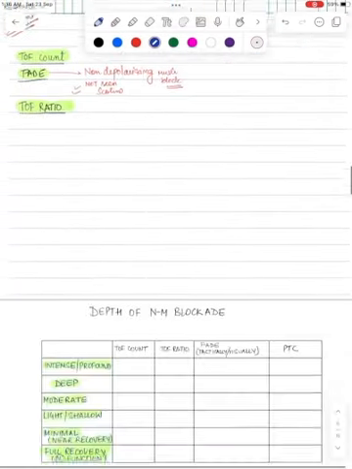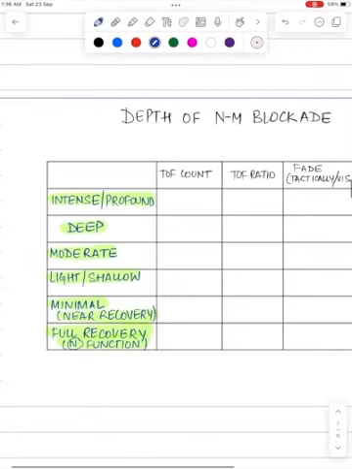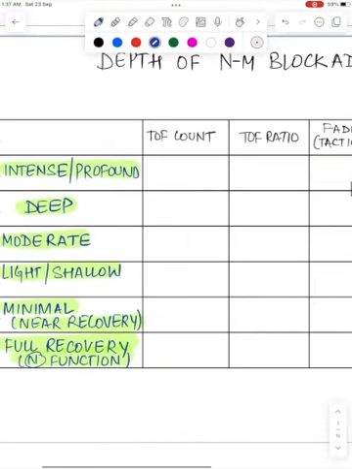Right? So, in the intense or profound block, your TOF count is 0. This I have already mentioned. Once you give an intubating dose of a non-depolarizing muscle relaxant, you completely abolish all sorts of responses to all patterns of electrical nerve stimulation. So the TOF count becomes 0. If your TOF count is 0, naturally your TOF ratio will also be 0, because there won't be a fourth twitch. In a deep block, the TOF count is again 0, and the TOF ratio is also 0.